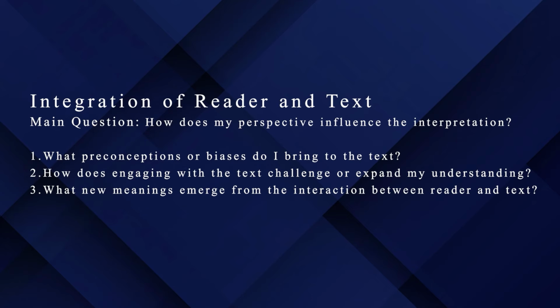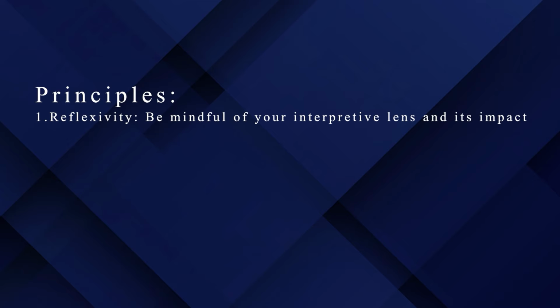3. What new meanings emerge from the interaction between the reader and the text? Let us take a look at the principles. Let's start with reflexivity. Be mindful of your own interpretive lens and its impact on the analysis. You look at Rumi's poems and the word wine, sharab in Farsi, is everywhere. Are you going to take that literally? Or are you going to allow yourself to ask whether Rumi bothered himself with several thousand lines of poetry to talk about wine? What is that mystic love that he's speaking of and he's lamenting so much when it comes to Shams Tabrizi? What is the nature of that love?